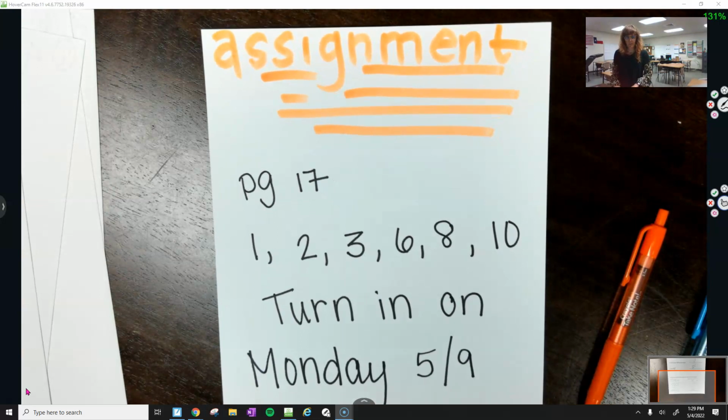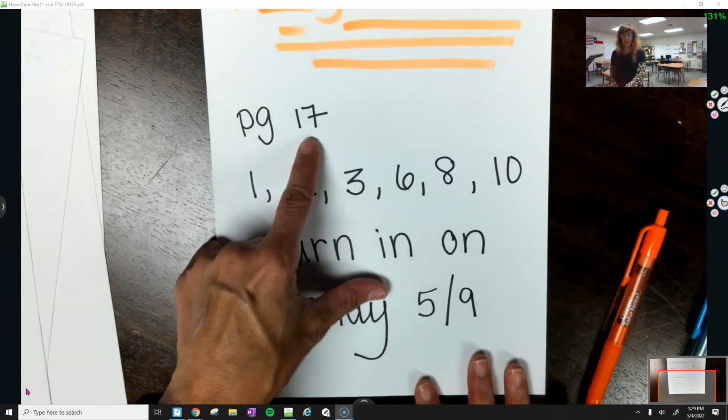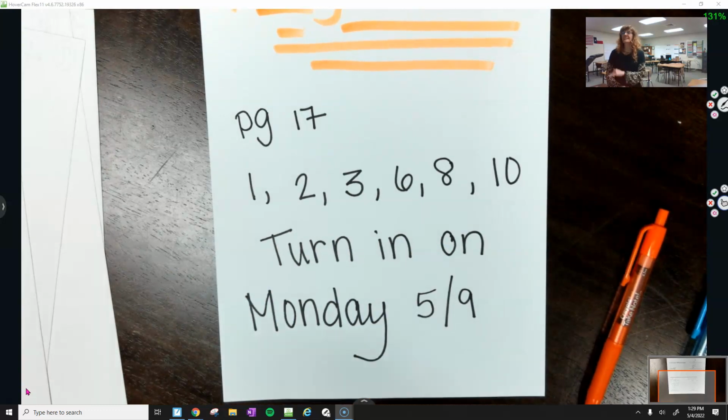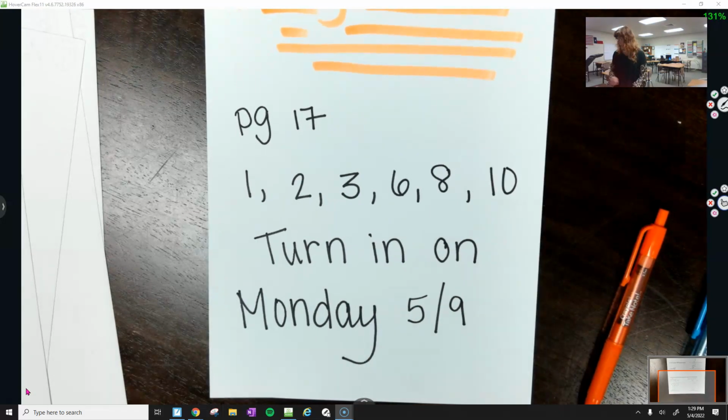Here's your assignment. This assignment is page 17, 1, 2, 3, 6, 8, 10. That's it. This is not turned in on Canvas. Remember, the only thing that you turn in on Canvas are your notes, so go submit that right now. But just show me this in class on Monday.